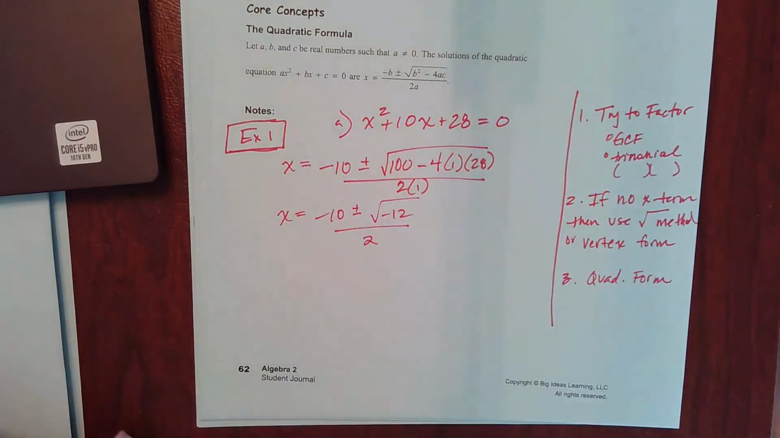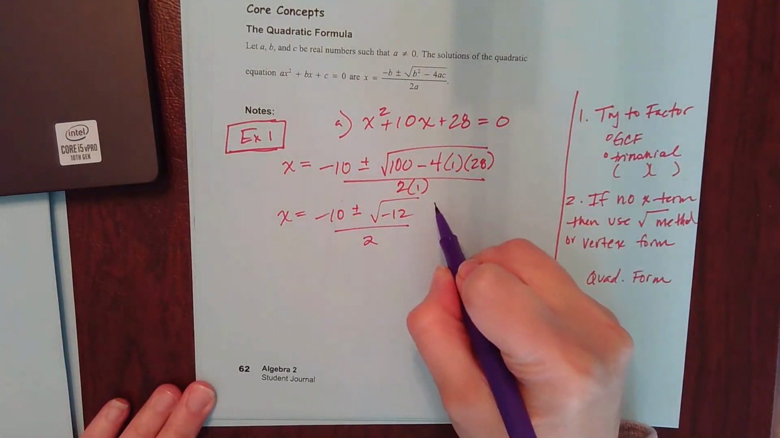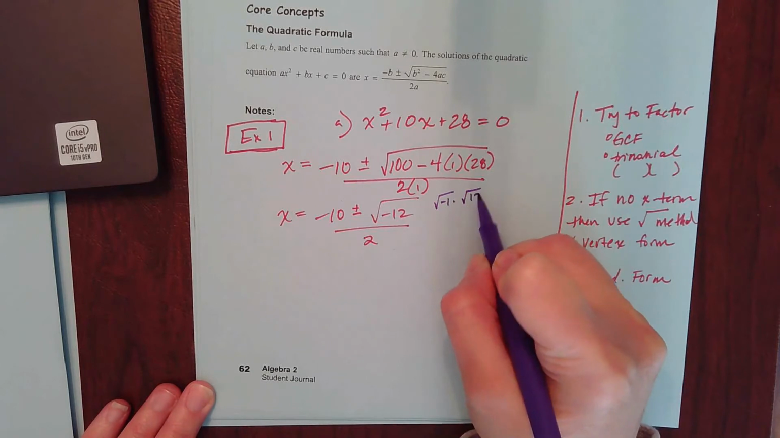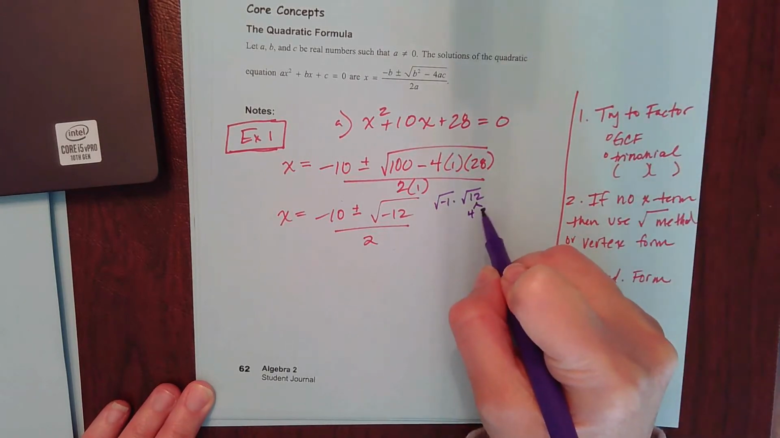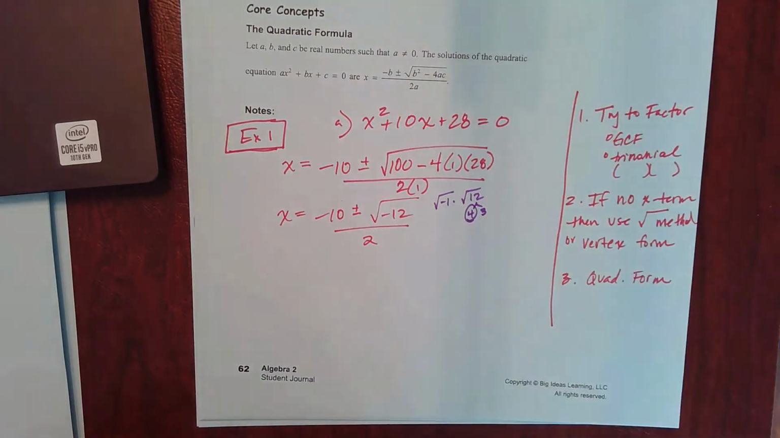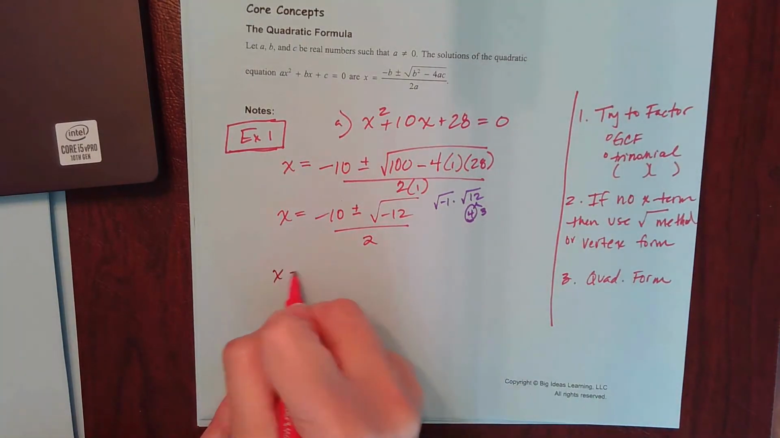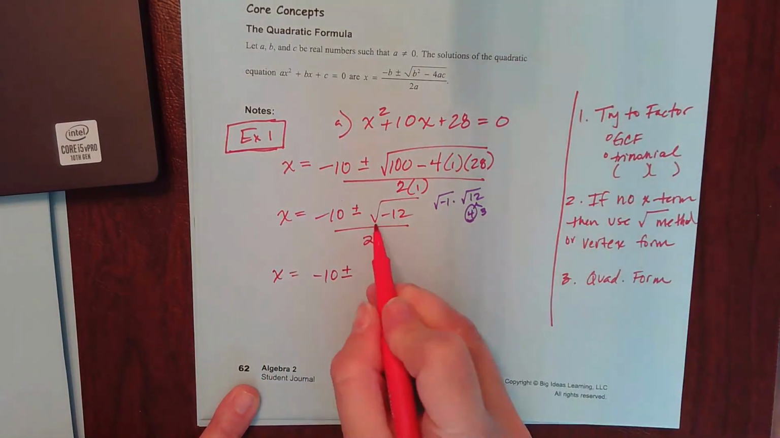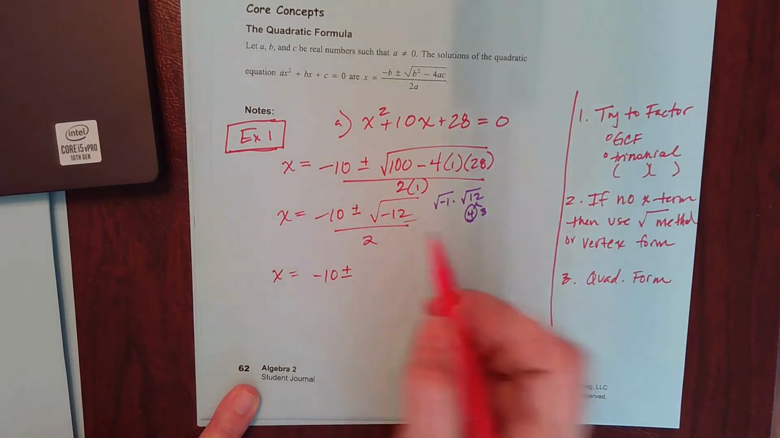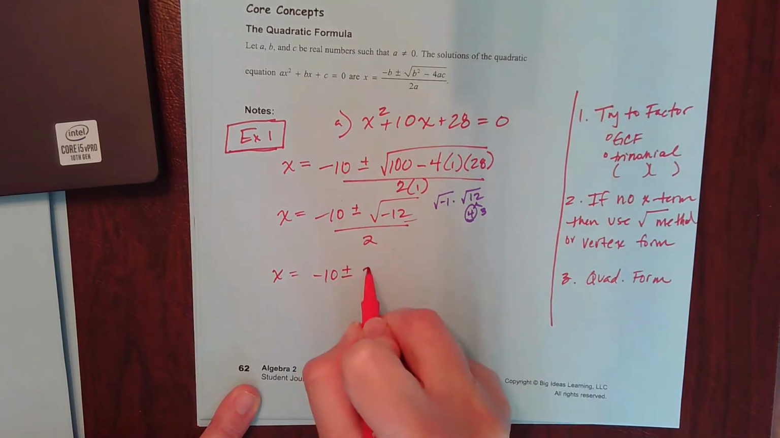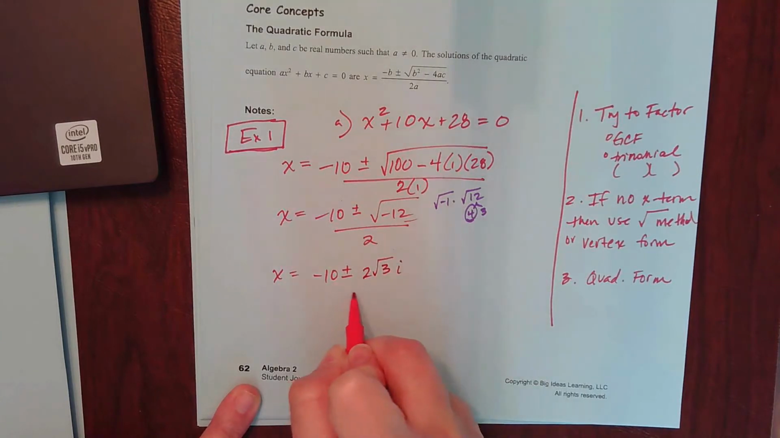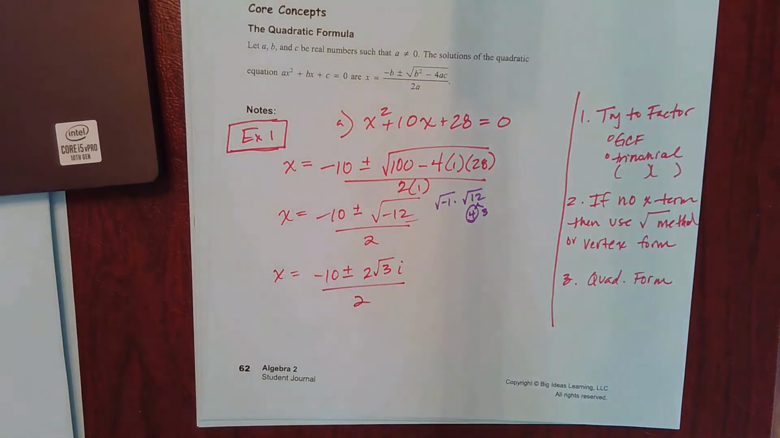So what I want you to remember here is root negative 12 is like saying square root of negative 1 times the square root of 12, which we know can be broken down into 4 and 3. So when you rewrite the square root of negative 12, you never want to leave the negative underneath the radical, it would be 2 root 3 i, and then over 2. All right, pay attention to this part. If you haven't paid attention to anything else, pay attention to this part. This is why, and only when you can simplify with the quadratic formula.